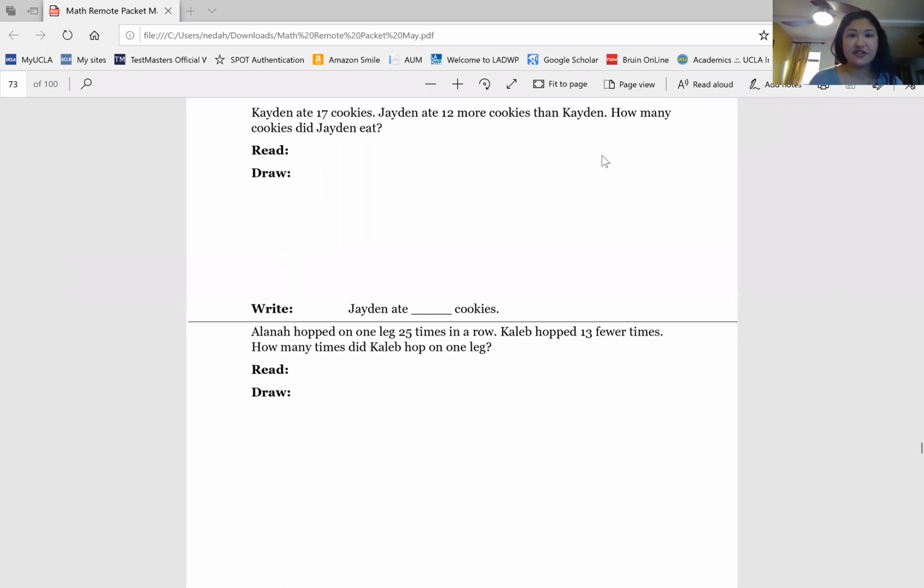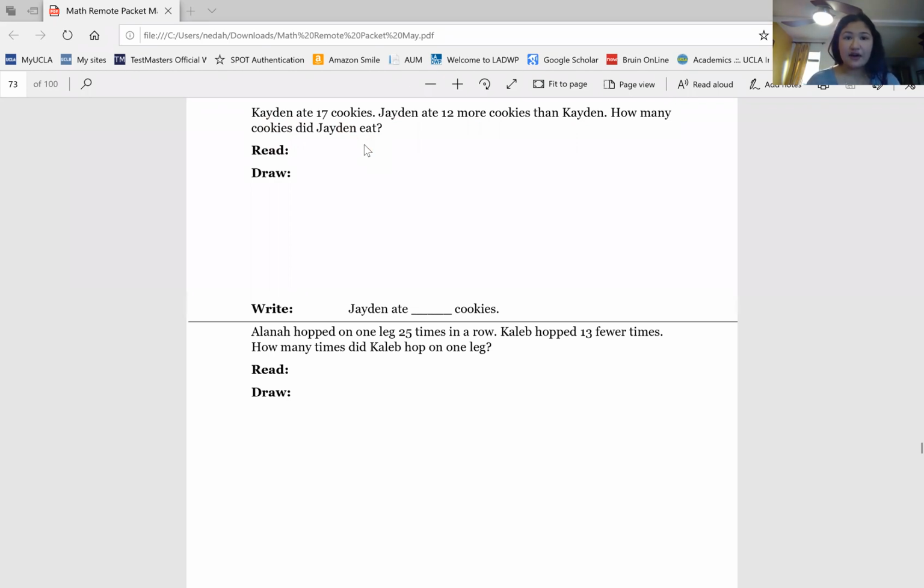We're reading on to 1, 2. Caden ate 17 cookies. Jaden ate 12 more cookies than Caden. How many cookies did Jaden eat? We're going to go ahead and solve this one together.